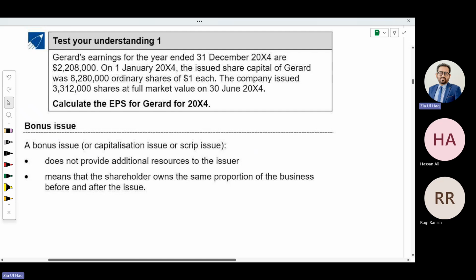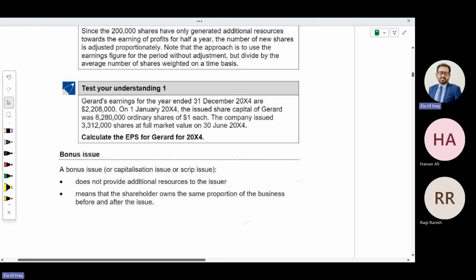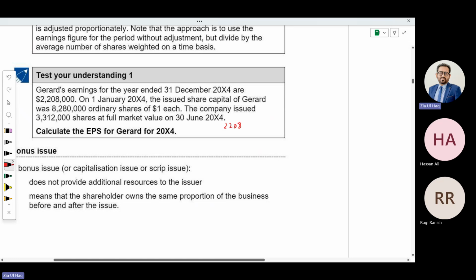Test your understanding one, please. Calculate EPS for Girard for 20X4. Girard's earnings for the year ended 31st December 20X4 are 2,208,000. On 1st January 20X4, meaning the start of the year, the issued share capital of Girard was 8,280,000 ordinary shares of one each, meaning initial shares. The company issued 3,312 shares at full market value on 30th June 20X4. So how to calculate EPS? 2,208 earnings divided by, at the start of the year we had 8,280, plus during the year we issued 3,312 multiplied by 6 months, as the year ended 31st December. So what's the EPS figure now?